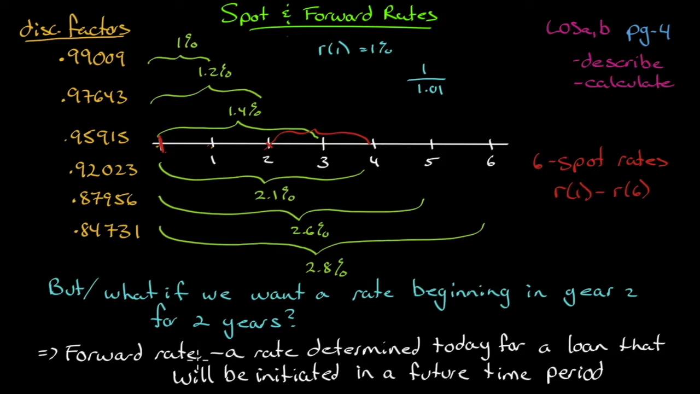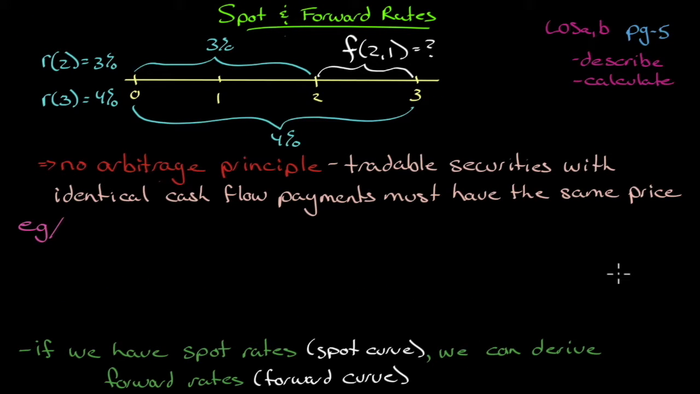So here we are formally. A forward rate is a rate determined today for a loan that will be initiated in a future time period. So this would be a loan that starts in year 2 for 2 years. So before we jump into all of the notation, I'm going to show you how absolutely simple it is to figure out a missing rate, some forward rate in the future.